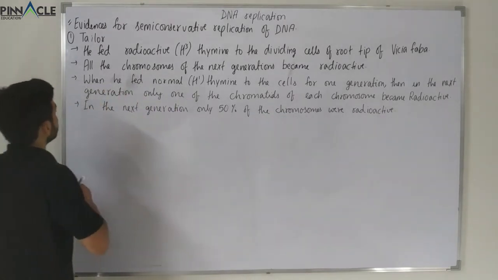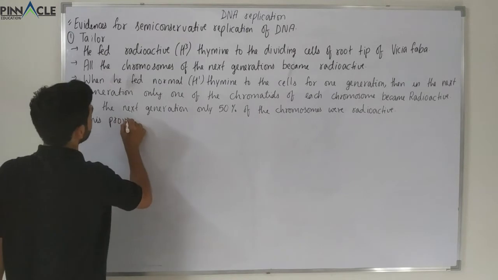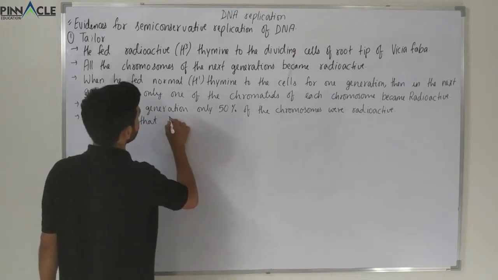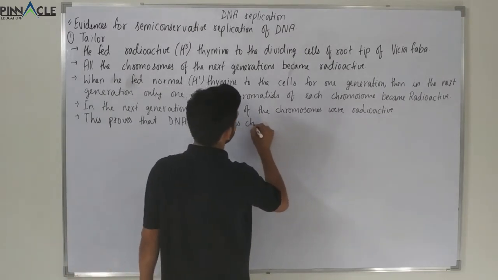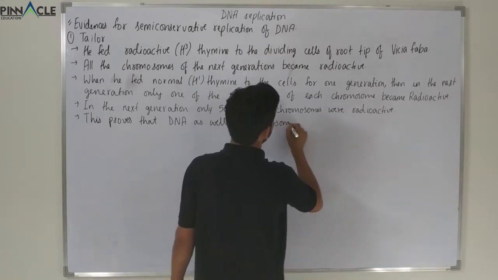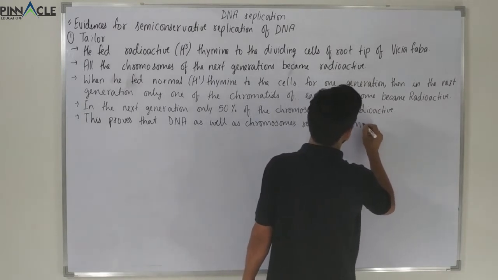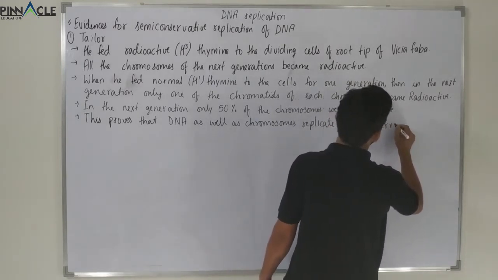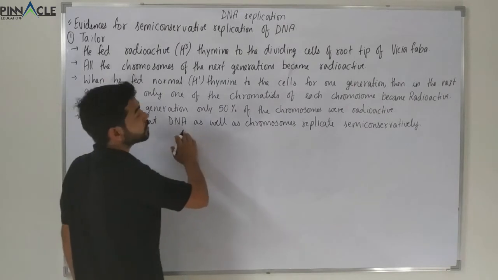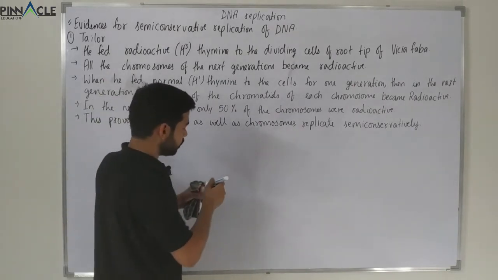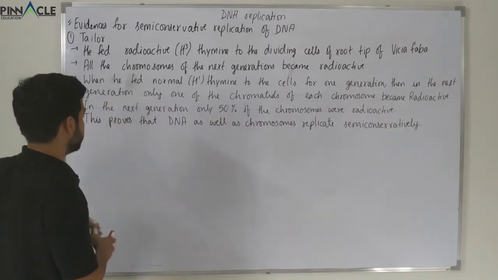So what does this prove? This proves that DNA also replicates, or makes copies of itself, semi-conservatively, and chromosomes also replicate semi-conservatively. Now we will study that through a diagram.